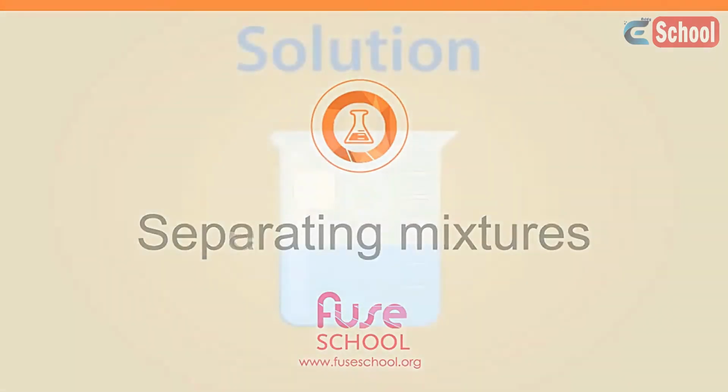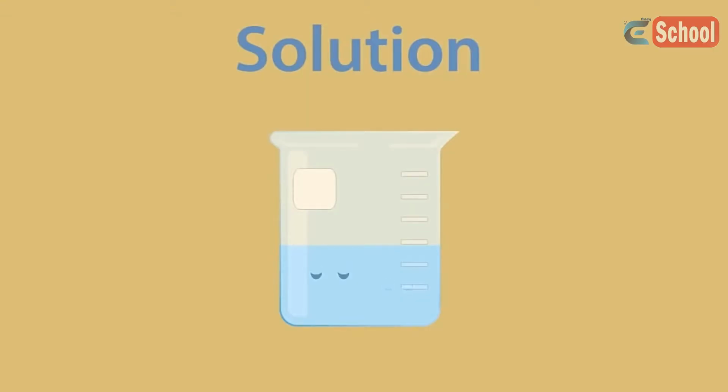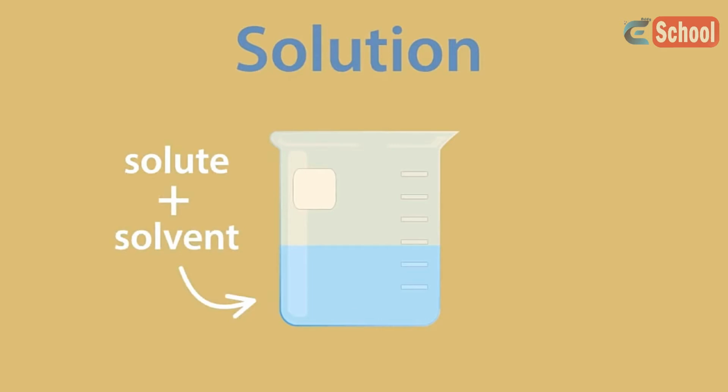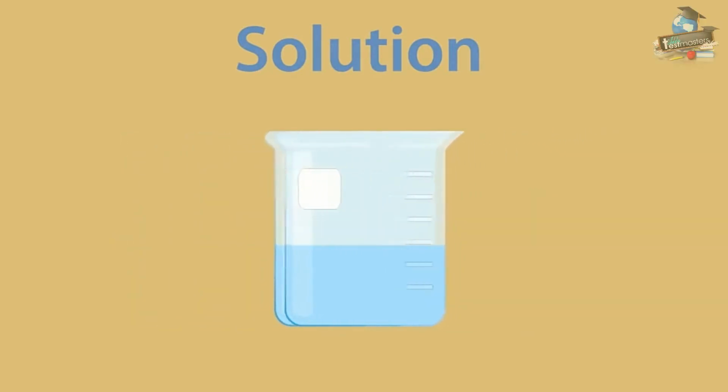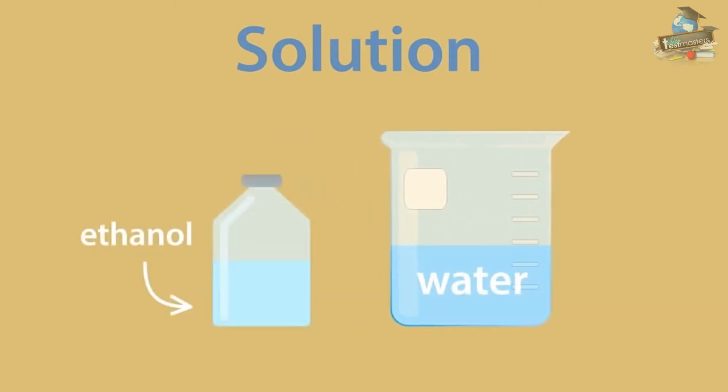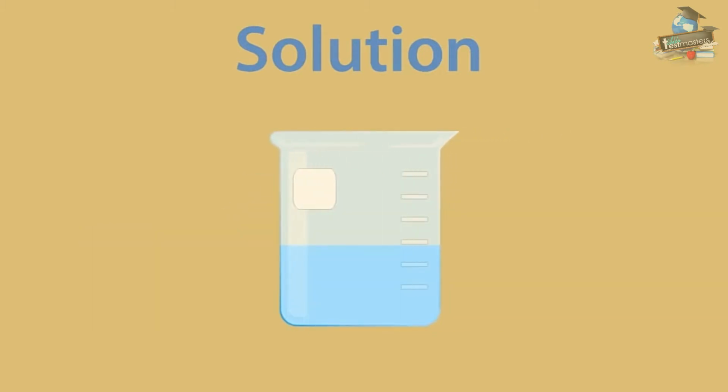A solution is a mixture of two or more substances in the same phase. This is formed when a solute dissolves in a solvent. A solution can also be formed when two or more miscible liquids are mixed together. When ethanol and water are mixed together, a solution is formed.